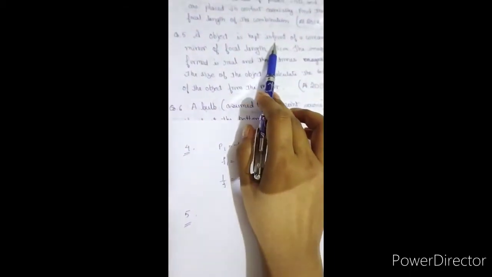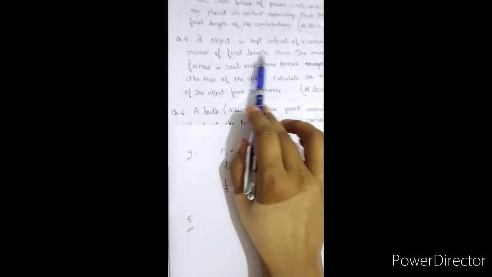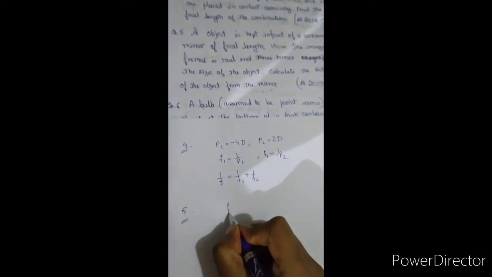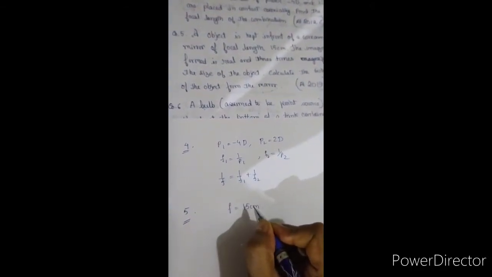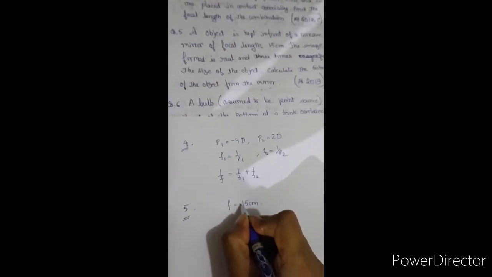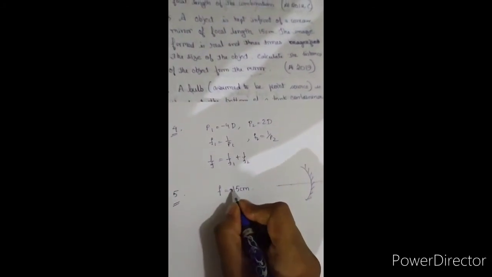Next one is also very easy. An object is kept in front of a concave mirror of focal length 15 centimeter. Means F is equal to 15 centimeter. It's a concave mirror, so it will be minus. I already said that the mirror is not in the syllabus, but if we have to do questions related to some combination, there is a possibility that you might get it. So this is a concave mirror, means the focal length is negative.